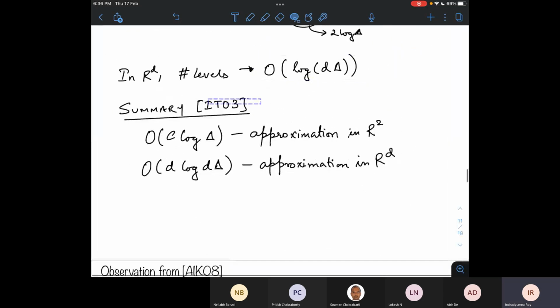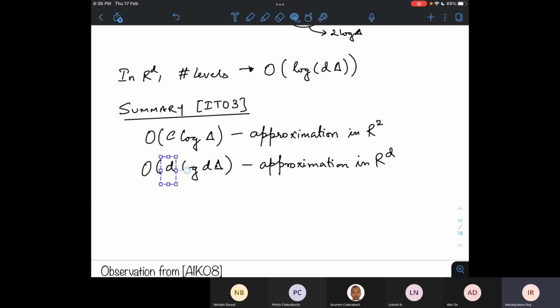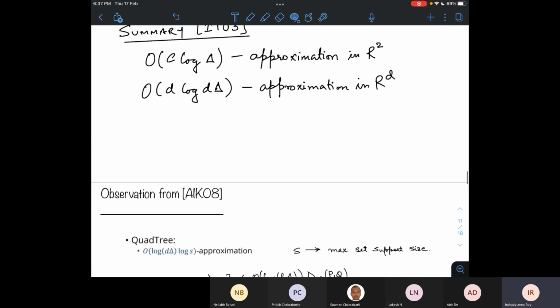So in summary, IT03 is the paper by Indyk and Thaper, 2003. The summary is that by these distortion bounds, we can get an order of C log delta approximation for R2. And in d-dimensional space, we have a d log delta approximation, where log delta comes from the second thing and d comes from the first lemma that we proved. So as we can see, this is not good for d-dimensional space. So what's the answer to that?